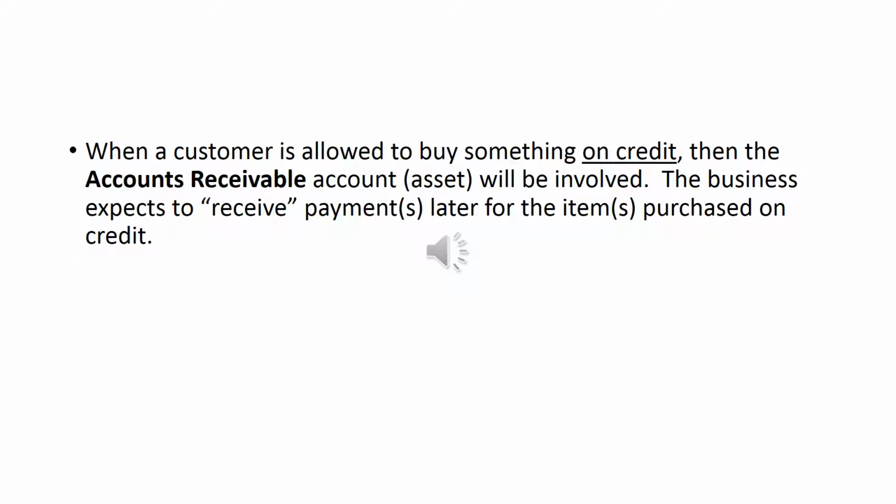So this is a quick overview of chapter 7 that deals with sales, sales tax payable, the sales account, sales allowances and returns, and also accounts receivable.